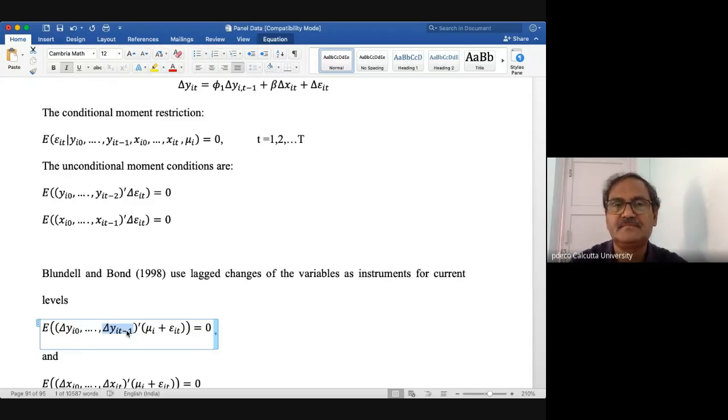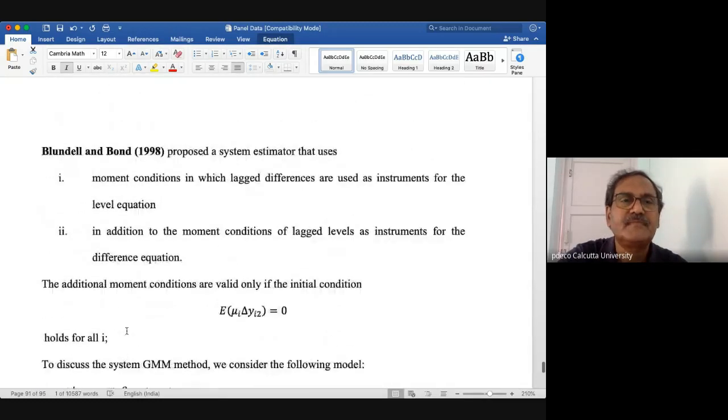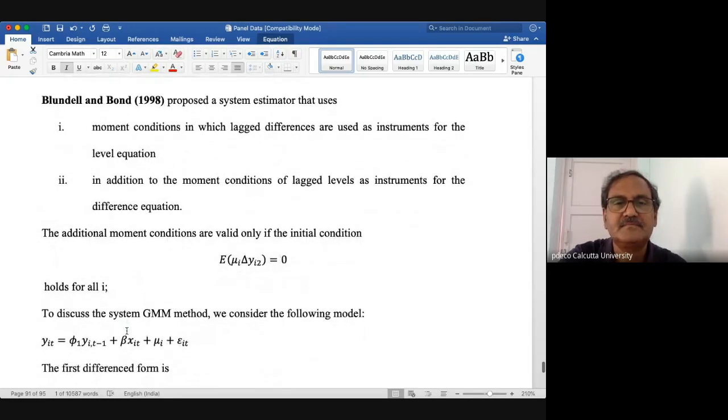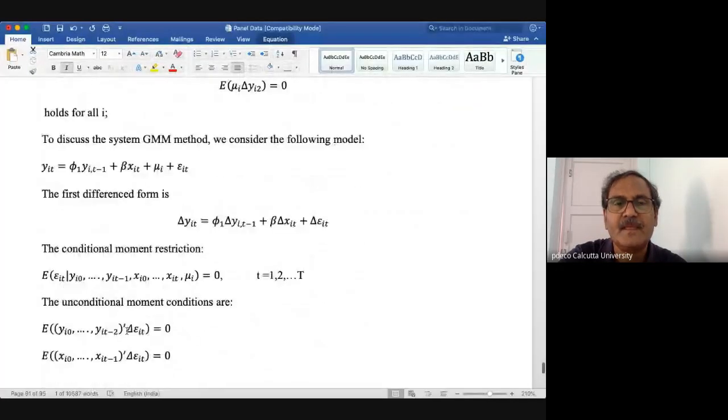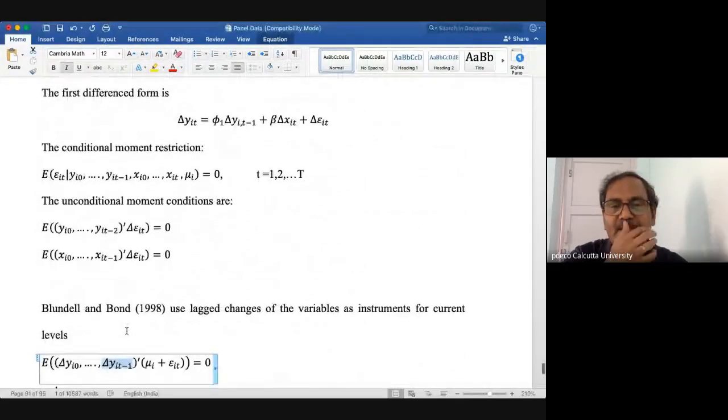Now, in Blundell and Bond, the model has been extended further by considering the lag differences as well as instruments. So in Blundell and Bond, you have taken all moments in terms of the past values of the variables, as well as in terms of the past differences of the variable.